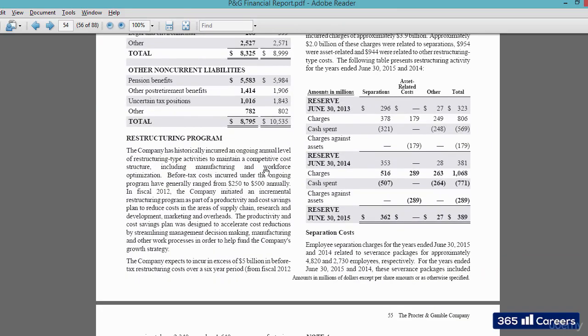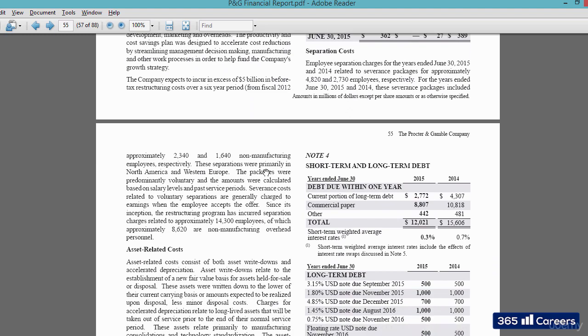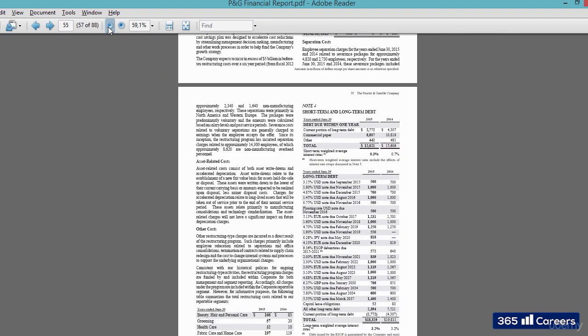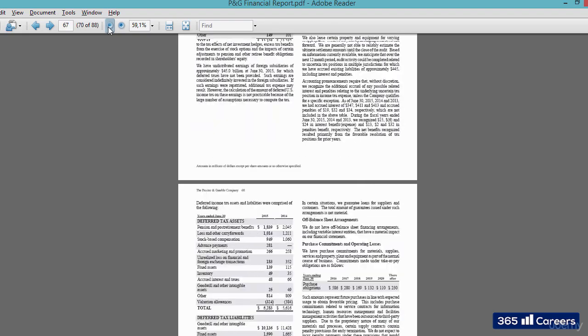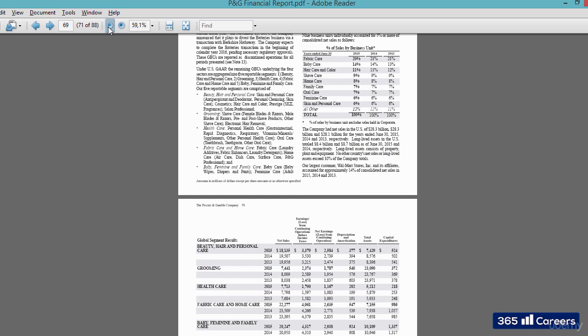My advice to you is to download the annual report of a large company and go through it. Try to understand the structure of the report. After doing this exercise a few times, you will find out that all financial reports have more or less the same structure, which would allow you to work much faster and find the information that you need in the blink of an eye.